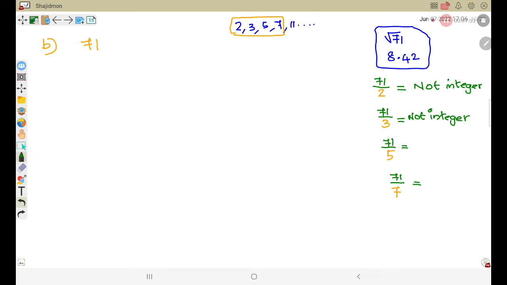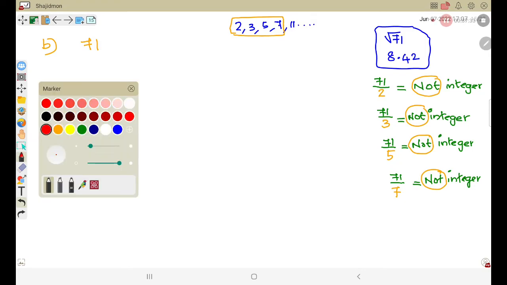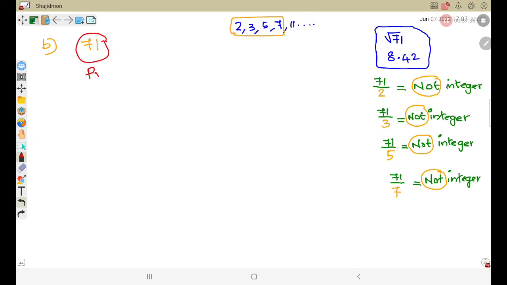Now 71 divided by 5, that is also not an integer. Now 71 divided by 7, what about that? It is not an integer, correct? So all the cases are no. All no means this number is a prime number.